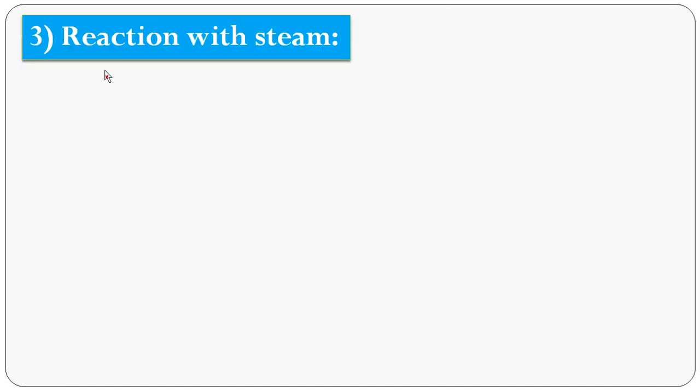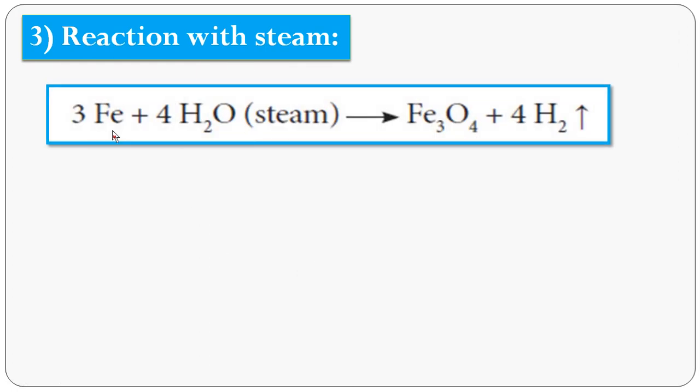The third one, reaction with steam. Only on heating, when steam is passed, steam means water vapor, so it has the formula H2O. When steam is passed over red hot iron, it forms magnetic oxide with the liberation of hydrogen gas.